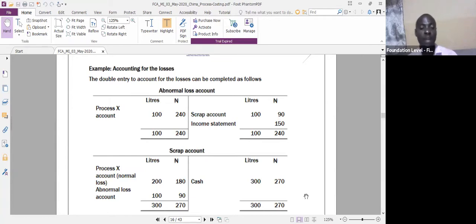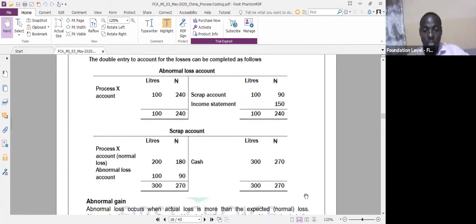Now when you get to the scrap account, process X, account normal loss. Okay, so the normal loss you had in the process account, you bring them in the scrap account. Then the abnormal loss is also brought in. Now look at the scrap account, the credit side. Cash of 300 at 270.